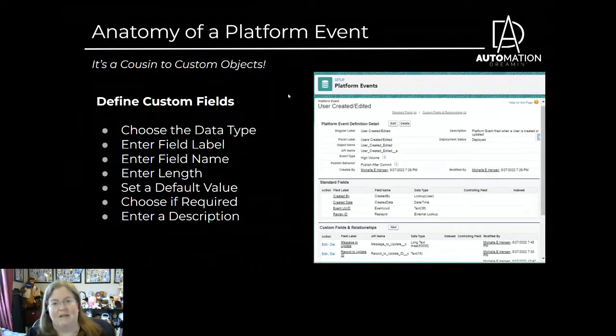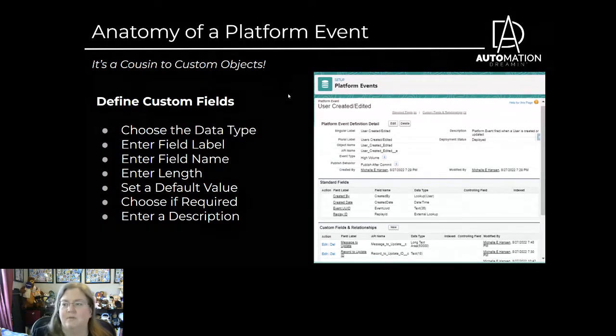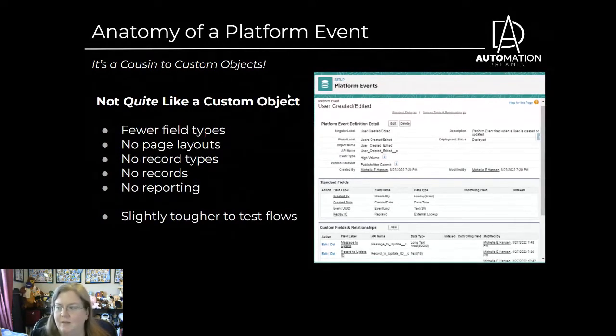Now, it's not actually a custom object, so there are a few differences. So some of those differences are that we have fewer field types. There are not pick lists. There are not page layouts that you have to actually add the fields to once you've created them. There's also not different record types. You can't split them up and say, I want these fields for this message and those fields for this other message. And a platform event does not actually create a record in Salesforce.